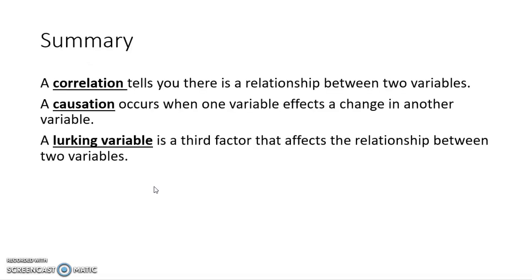So a correlation tells you that there is a relationship between two variables. A causation occurs when one variable affects a change in another variable, and a lurking variable is a third factor that affects the relationship between two variables.